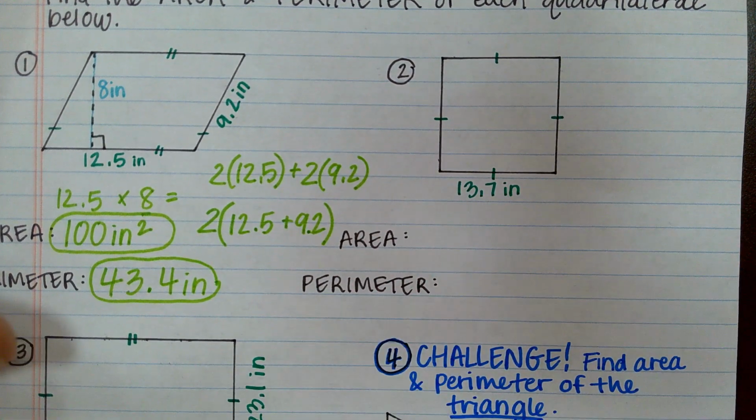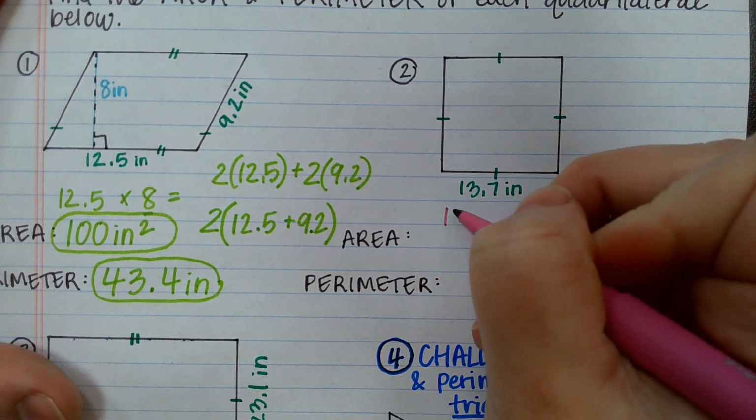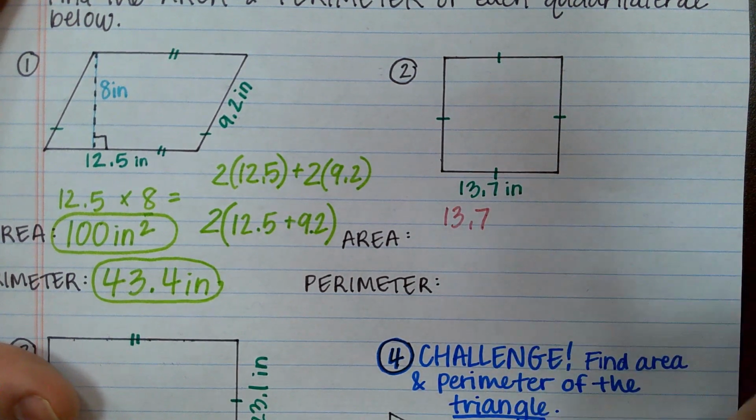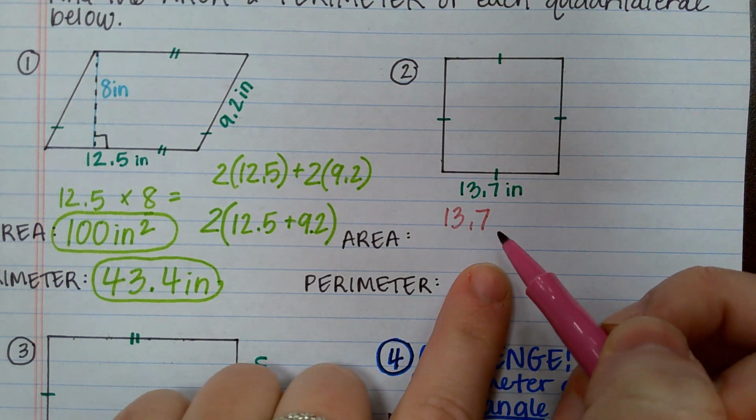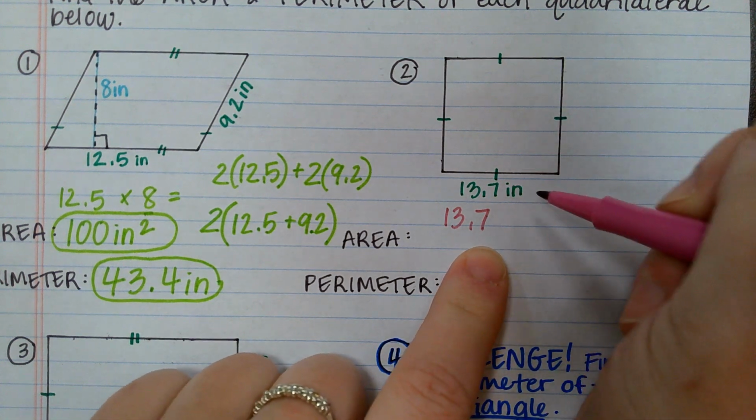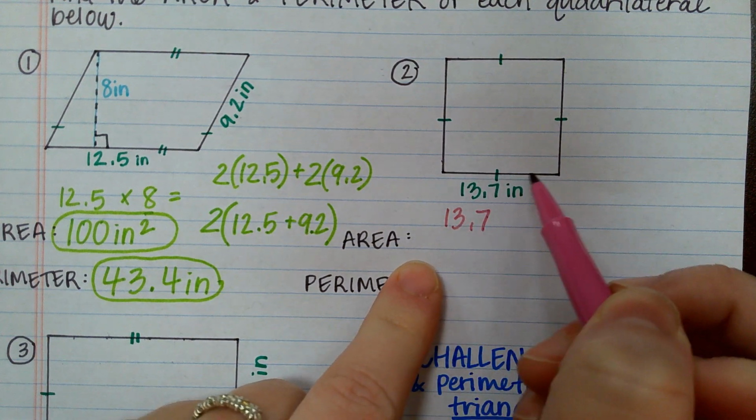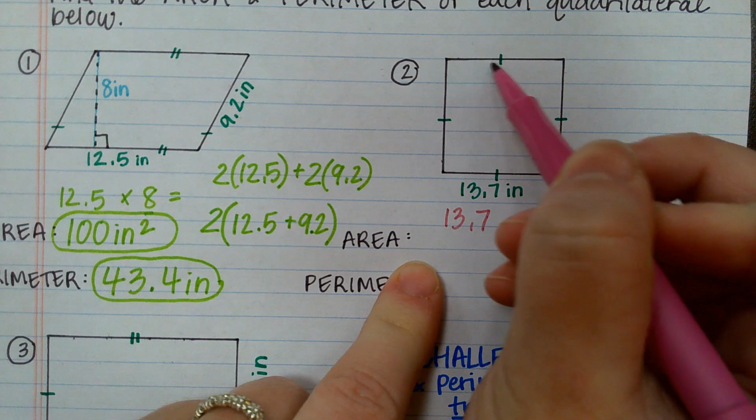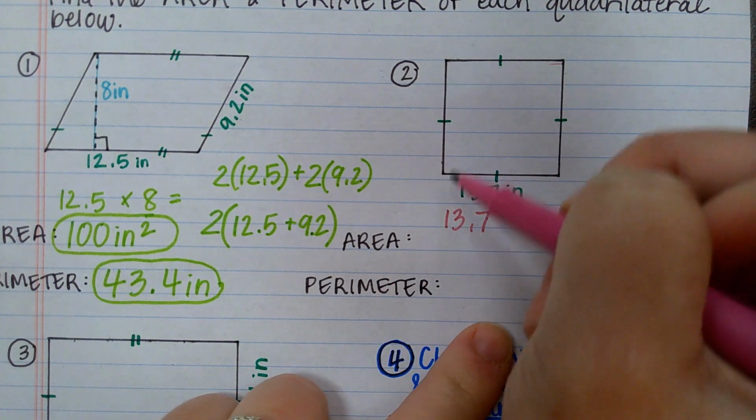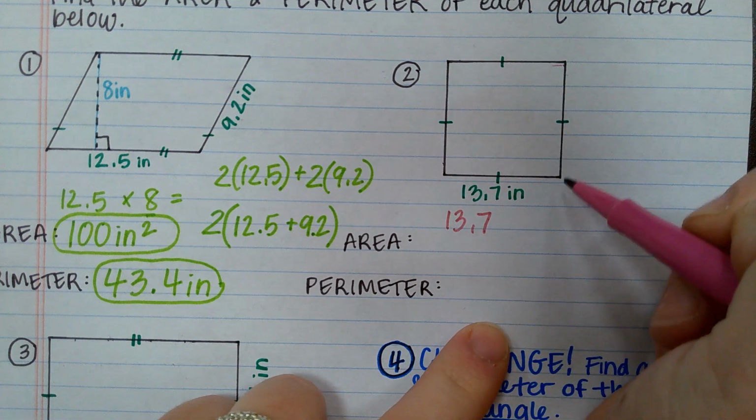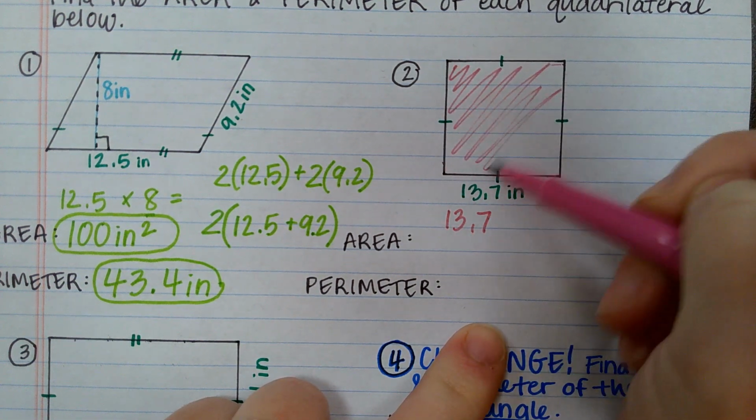So how am I going to find my area? 13.7 times 2? Or is it times 4? So if I did 13.7 times 2, I would get this length plus this length, or one of these. If I did it times 4, I'd be getting the perimeter. But remember, with area, I want to find everything inside.